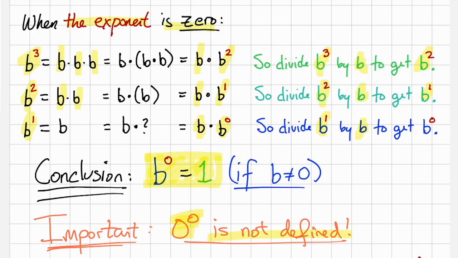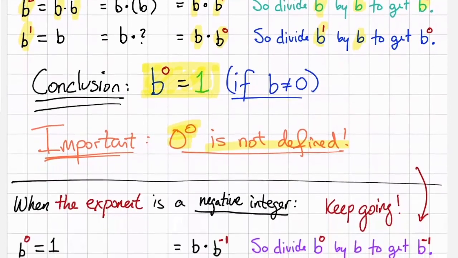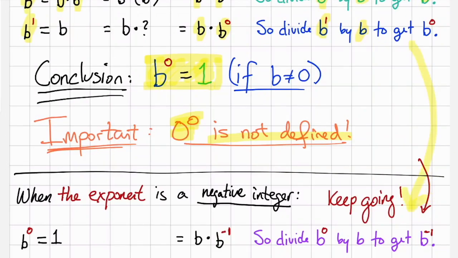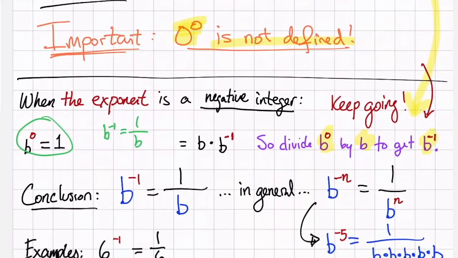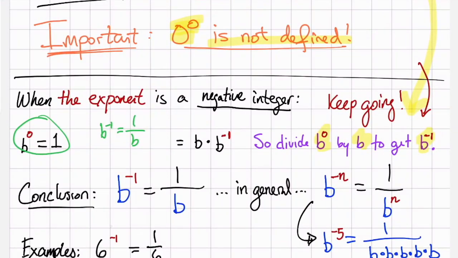Now what about when you have a negative exponent? We can use the same intuition we used above to figure out what b to the negative 1 should be. If we want to get b to the negative 1, we should divide b to the 0 by b. What does that look like? b to the 0 is equal to 1, and so b to the negative 1 is equal to 1 divided by b. So we conclude that b to the negative 1 is equal to 1 over b, and in general, b to the minus n is equal to 1 divided by b to the n.